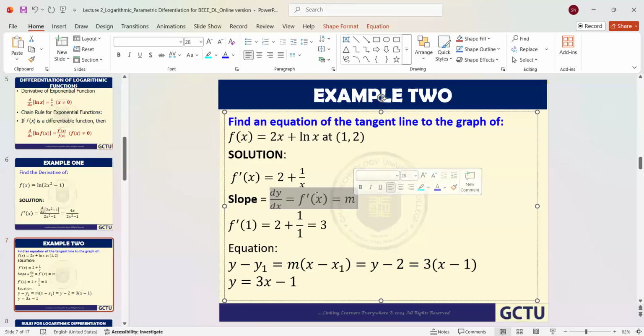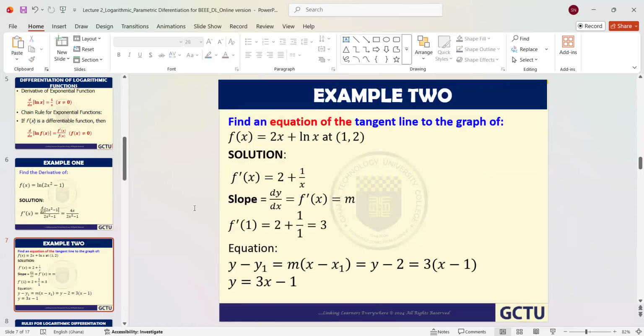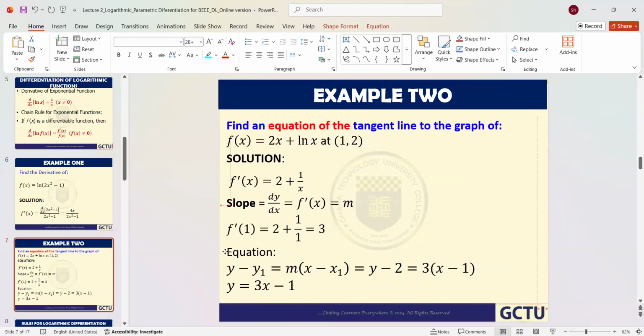Now, why am I finding the slope? Because at the end, I'm supposed to find the equation of the line. And what is the formula for an equation of a line? Is it not y equals mx plus c? So for me to find the equation of the line, I need to find m, which is the slope. This is the equation of a line. Either you use, let me write this here.